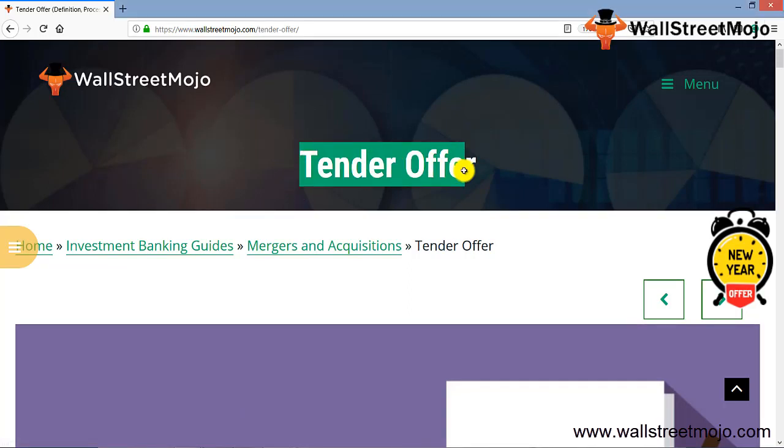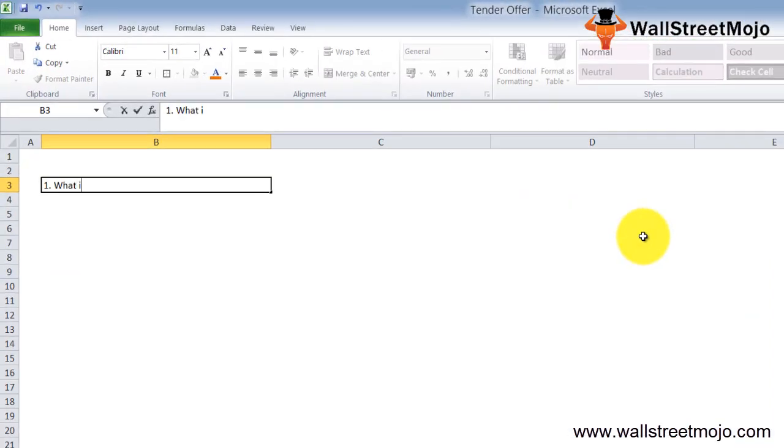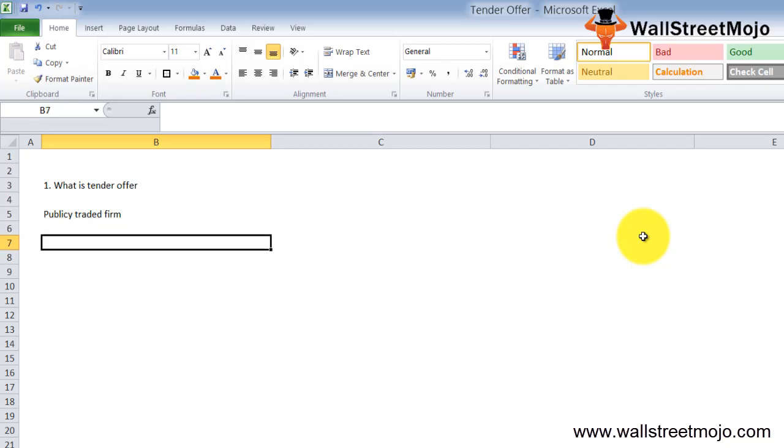Today we have a topic with us, which is tender offer. A tender offer is all about a proposal of an investor. First, I'll write what a tender offer is. It is a proposal by an investor to all the current shareholders of a publicly traded firm to purchase part of their shares for sale at a certain price and time.